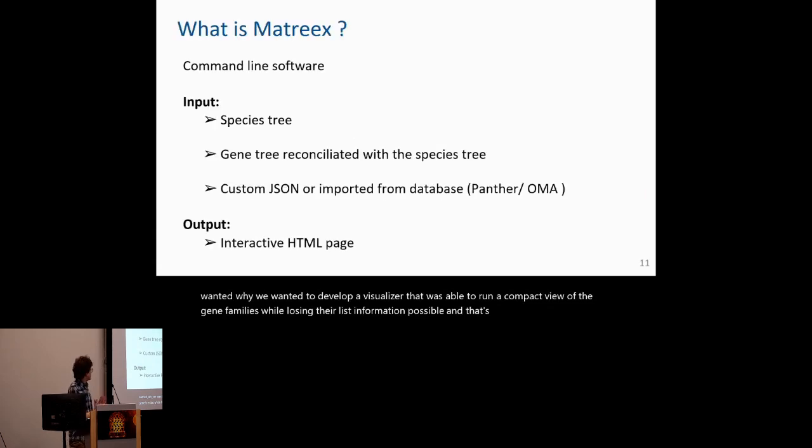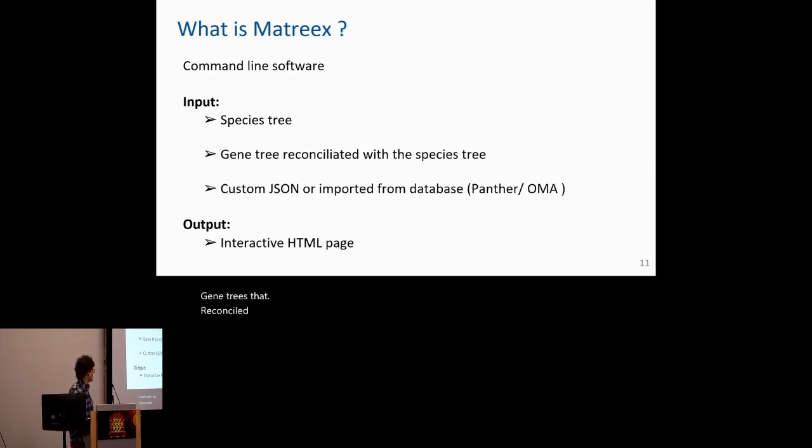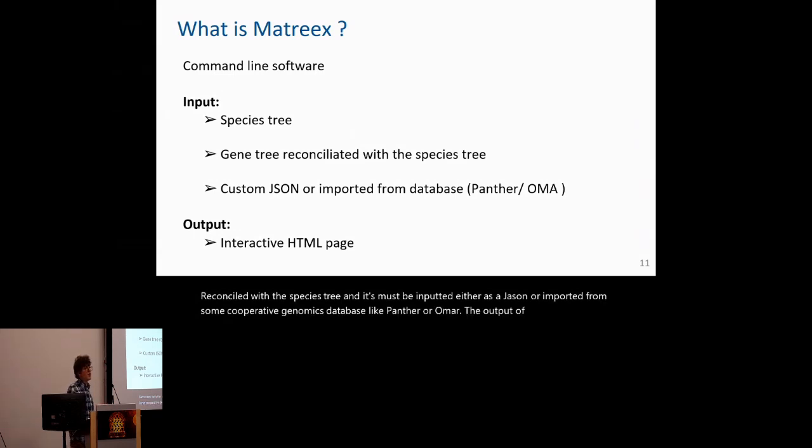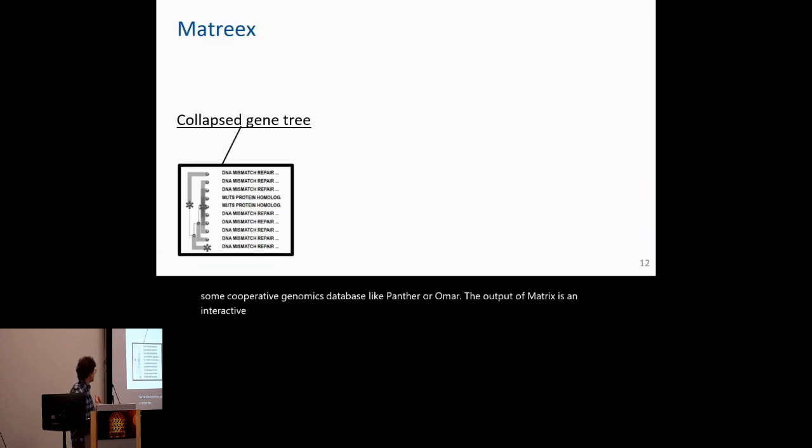So Matreex is a command line software written in Python that takes as input a species tree and gene trees that are reconciled with the species tree, and it must be inputted either as a JSON or imported from some comparative genomics database like Panther or OMA. The output of Matreex is an interactive HTML page that looks like this.